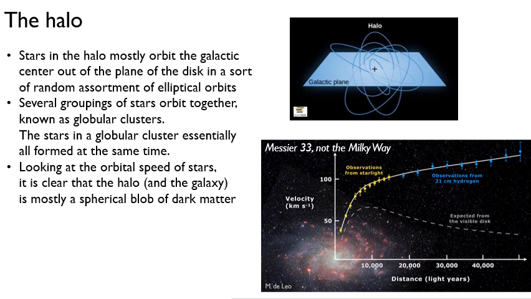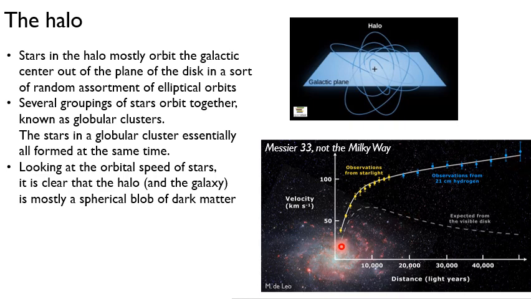And we know from looking at the orbital speeds of stars that it's clear that our halo and really the whole galaxy is mostly, in terms of mass, this spherical blob of dark matter. So you can make these things called galaxy rotation curves. You're looking at the velocity as a function of the distance from the center of a galaxy. So here in the background is an image of a galaxy known as Messier 33. And we can plot the velocity of the stars as a function of the distance from the center of Messier 33. And you see that the velocity is actually just kind of increasing following this curve.